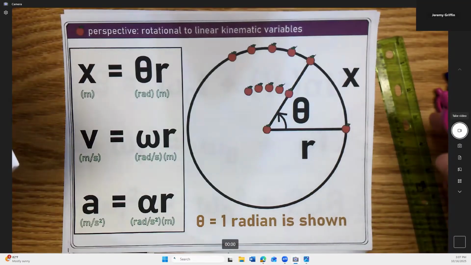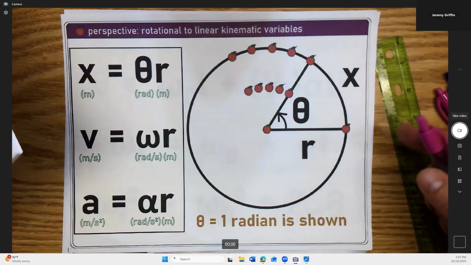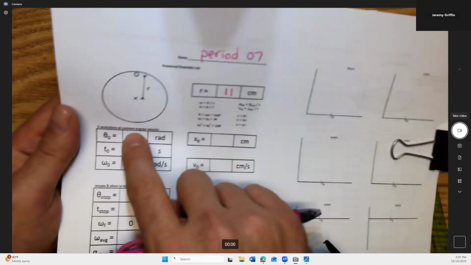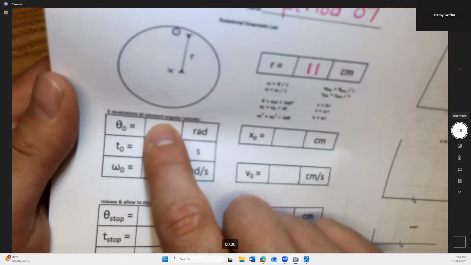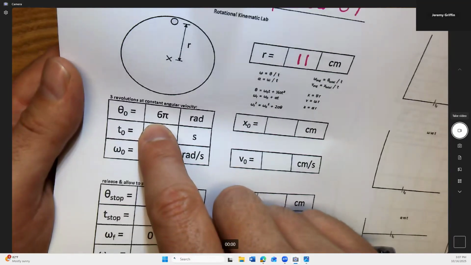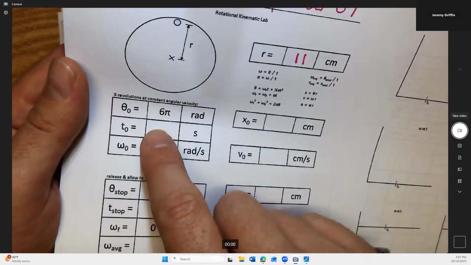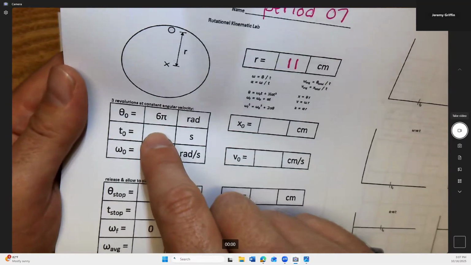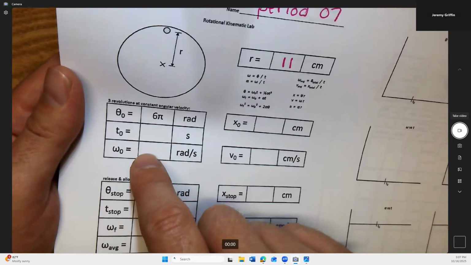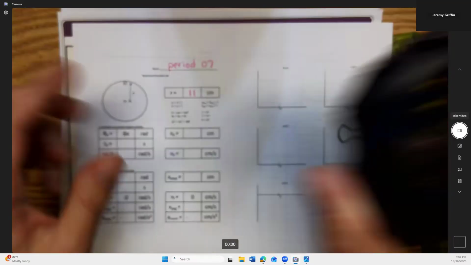So I know one revolution is 2 pi radians. So how many is 3 revolutions? 6 pi. Did I say 6 pi? Okay. So that'll be a good number for calculations later. Okay. So remember, I'm going to let this rotate 3 times. I'm going to time it while I'm doing that. So I'll clear out my stopwatch.